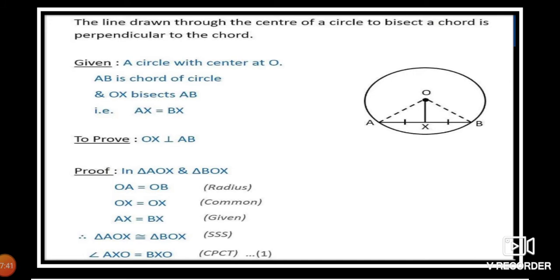In the triangles, AO equals OB because they are radii. I told you already that inside the circle every radius must be equal. Next, OX equals OX because it is the common side of these two triangles. AX equals XB, which is given. All the sides are equal in the two triangles. Because of that, triangle AOX is congruent to triangle BOX, so angle AXO equals angle BXO.